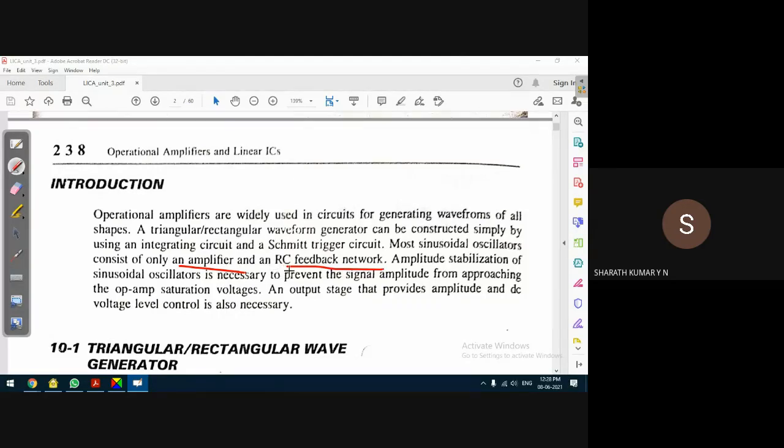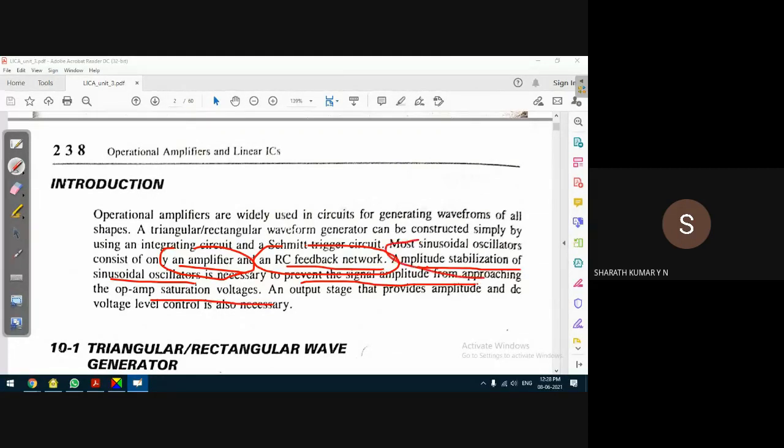For example, an RC phase shift network, using which we can generate sinusoidal signals. That is the oscillating function. Along with generating the sinusoidal signal, we can also stabilize the amplitude of the sinusoidal signal, to prevent the signal amplitude from approaching the op-amp saturation.